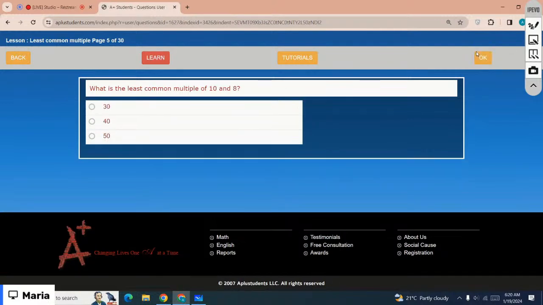Very good. Okay, what is the least common multiple of 10 and 8? Which is the correct option? The least common multiple of 10 and 8 is, yes, it is 40. The correct option is 40.